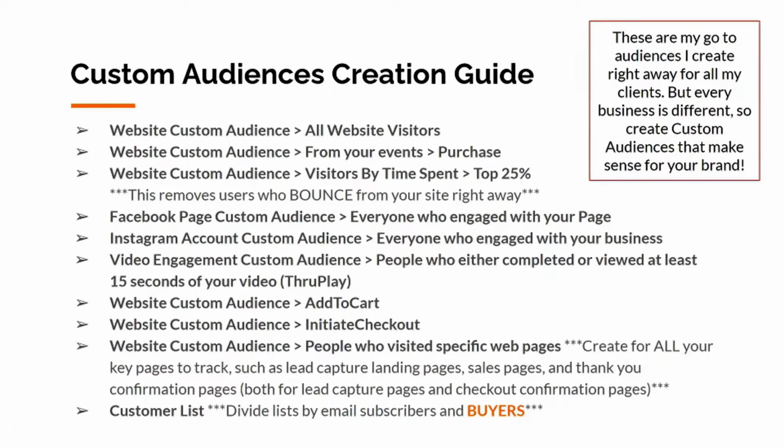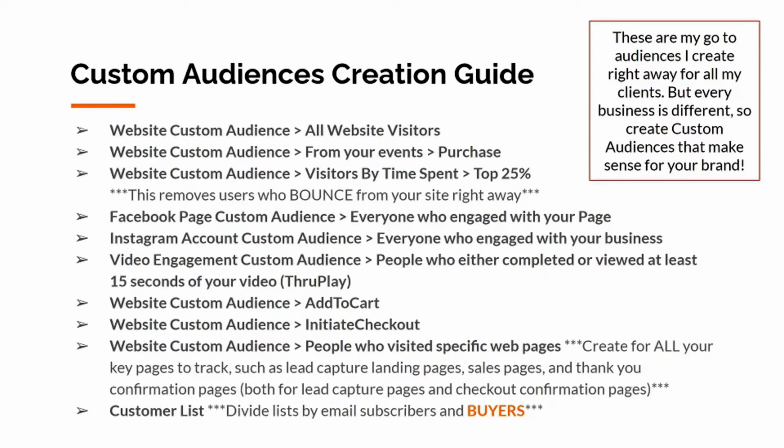Next, website custom audience visitor by time spent, top 25%. So what does this do? It only builds a custom audience based on people's duration on your website. So this removes users who come to your site and bounce instantly. Those are worthless people to retarget anyway, right? I want to focus 80-20 on the top best people. They spent the most time reading my blogs. They spent the most time on my site.